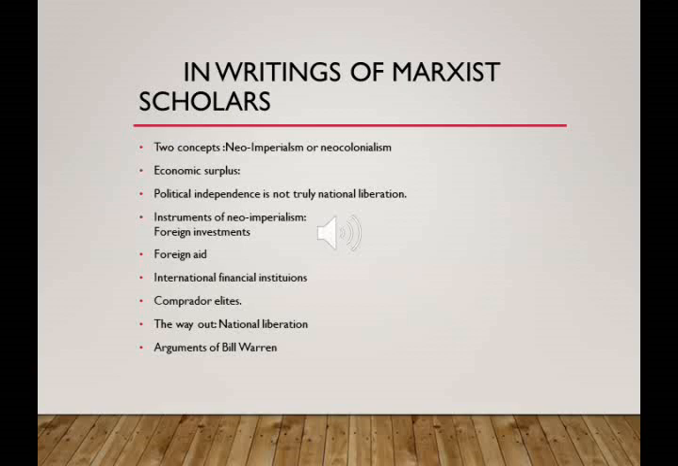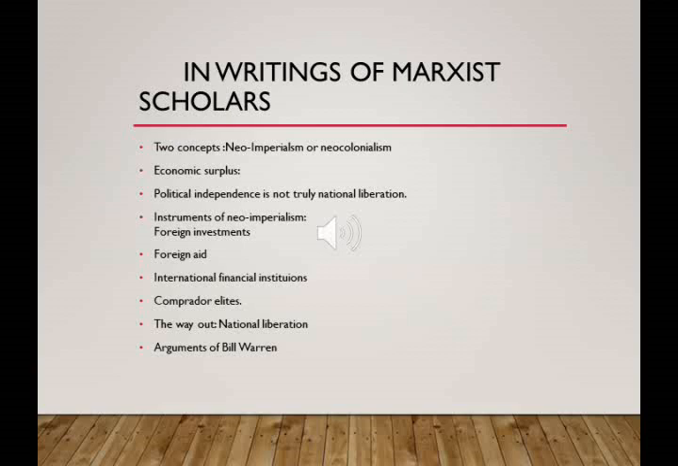So the notion of surplus was taken by some Marxist writers, particularly Paul Baran and Paul Sweezy. In fact, these are two Marxist writers who used to publish a publication known as Monthly Review, which was published in the United States of America. So they used this notion of economic surplus in order to understand why underdevelopment continues in the former colonies. And they wrote a famous book, I think, The Political Economy of Growth.